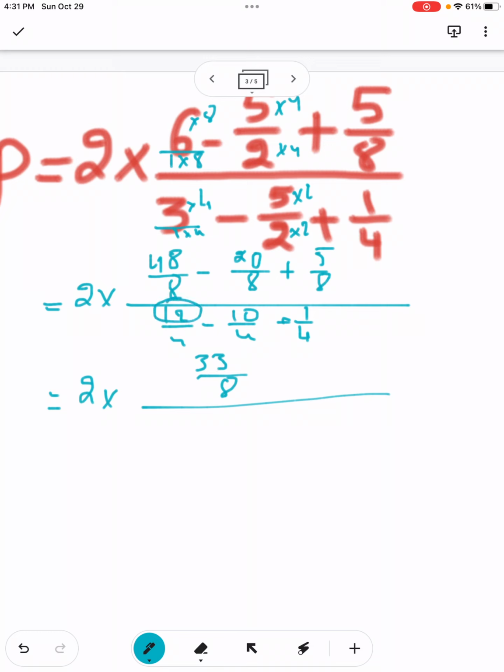12 minus 10, 2 plus 1, 3. When we have the same denominator during addition or subtraction, I keep the denominator and add and subtract as required. This fraction here is called the compound fraction. So البعيد بالبعيد فوق والقريب بالقريب تحت.